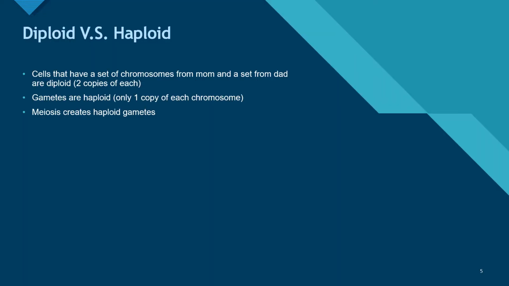So now let's talk about diploid versus haploid. And this is something that you'll see a lot in grade 11 biology. So the cells that have a set of chromosomes from mom and a set from dad are diploid. So they have two copies of each. The gametes are haploid, so only one copy of each chromosome. And then meiosis is what creates the haploid gametes.